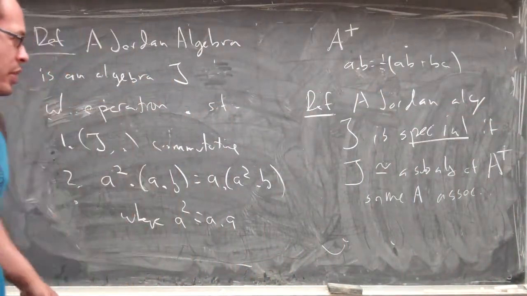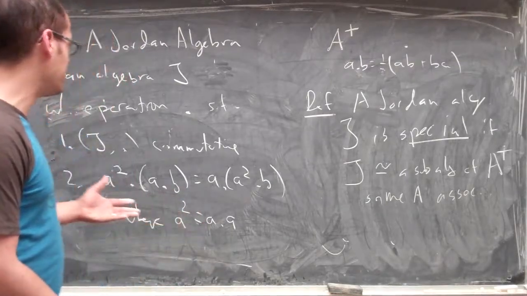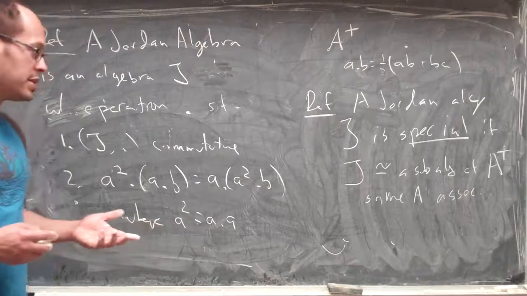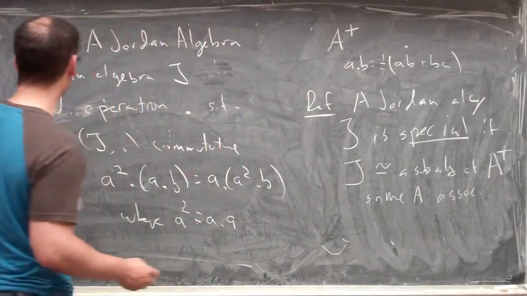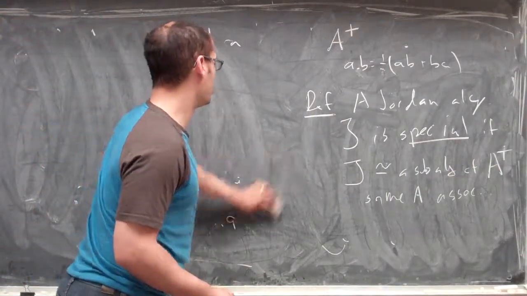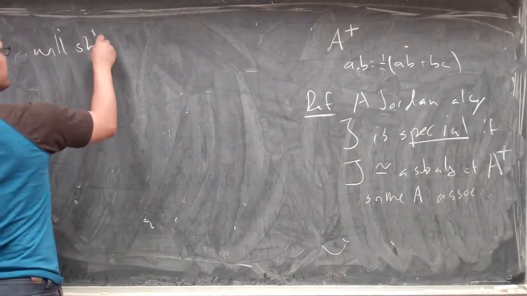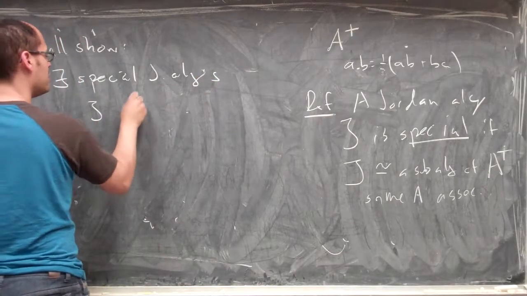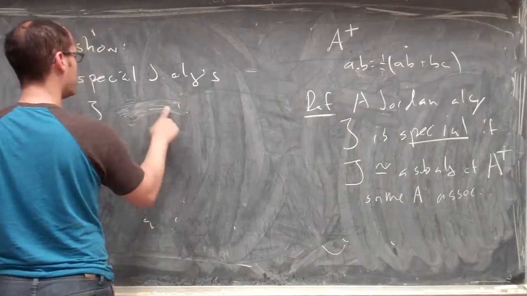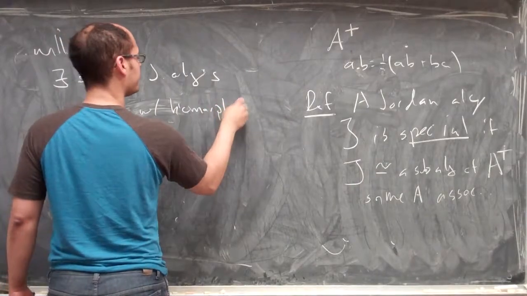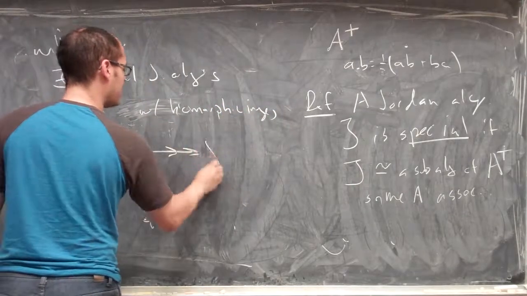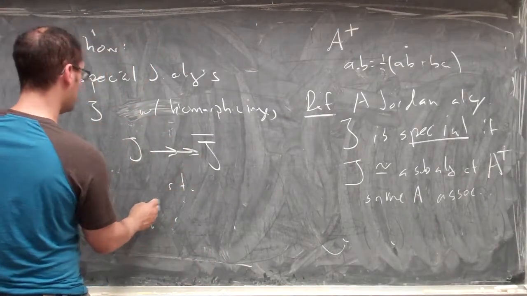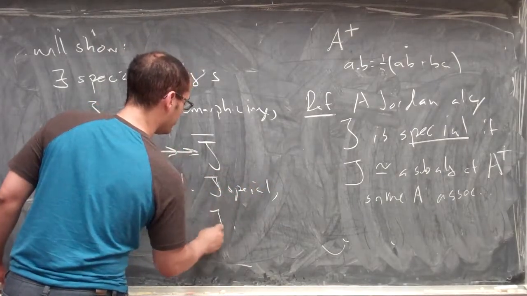Okay, so now one could ask the question, are all Jordan algebras special? In other words, if you satisfy these identities, are you a subalgebra of some A plus? And the analogous statement for Lie algebras would be yes. The answer is definitely not. And one reason that you can see that the answer is no is that we will show later that there exist special Jordan algebras J, with homomorphic images, so maybe you have J surjectively mapping onto some J bar, some algebra surjection, such that J is special, as I've said, but J bar is not special.